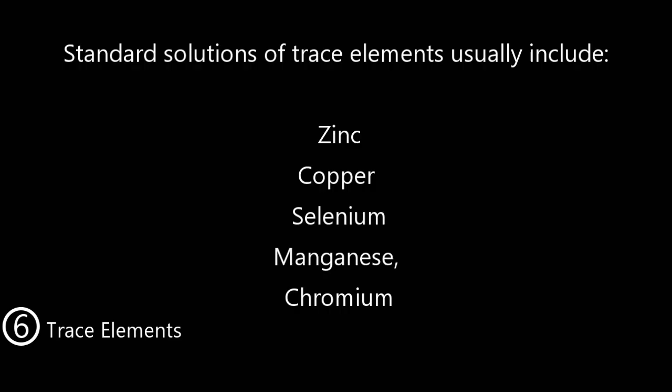When you're writing for the TPN, most programs have an automatic amount for the trace elements. So they kind of calculated exactly what a baby would need, and you just have to write for, say, 0.2 mLs per kilo, and it will include all the most important trace elements. Other programs, you actually have to write the amount of the trace element that you want. Standard solutions of trace elements usually include zinc, copper, selenium, manganese, and chromium. And we know a lot about what happens when people lack these elements because of eventual deficiencies that they presented with, or they have some sort of metabolic disorder where they literally can't metabolize one of these trace elements.